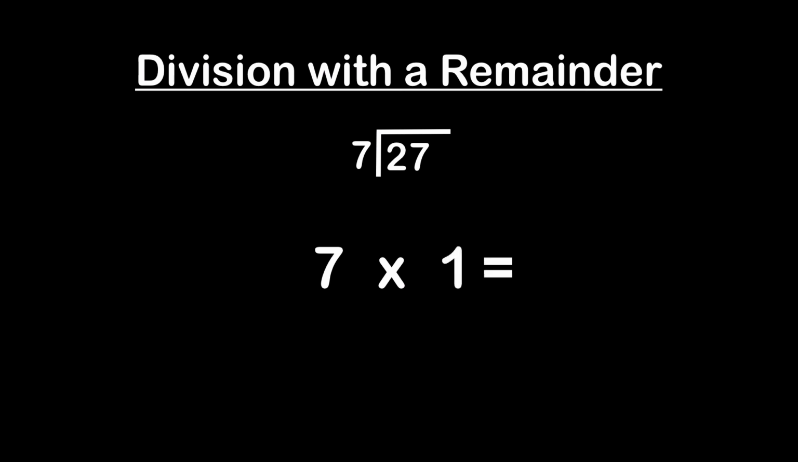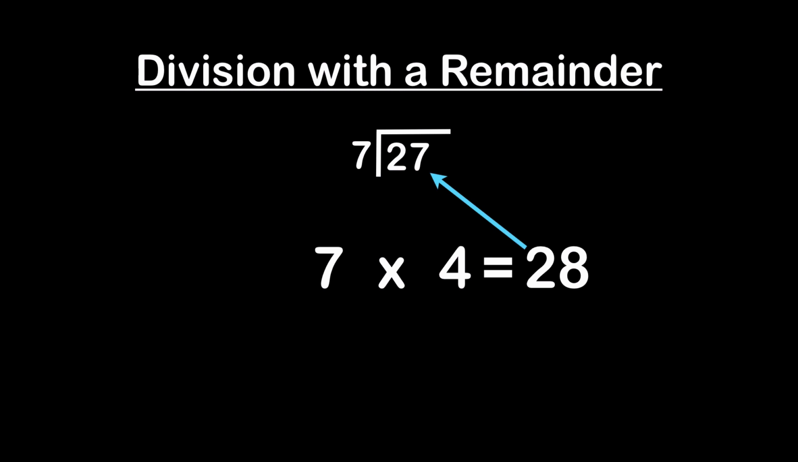7 times 1 is going to give us 7. 7 times 2 is going to give us 14. 7 times 3 is 21. We're closer to 27, but not quite there. So let's try once more. 7 times 4 equals 28. As we can see, 7 times 4 is too much because it surpasses 27.